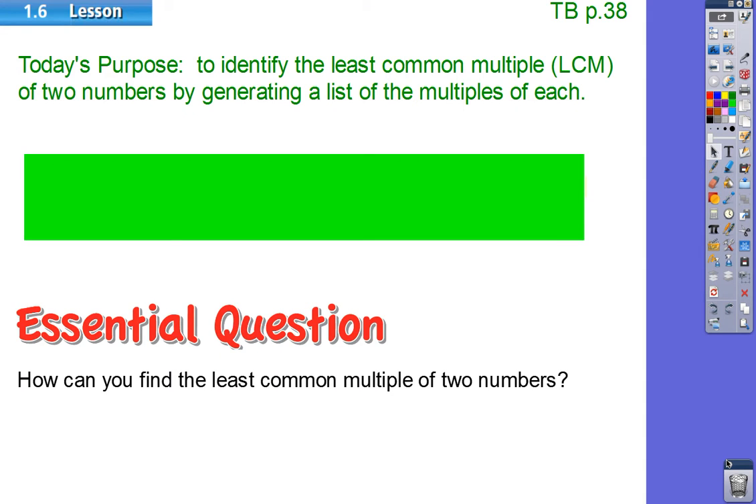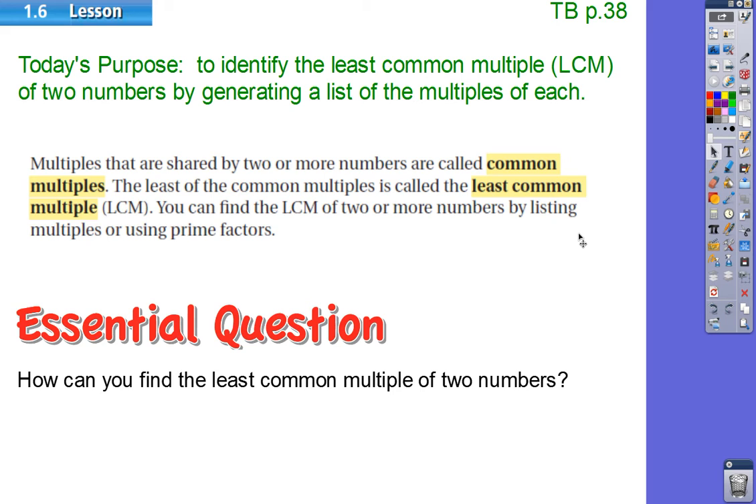Today we are going to be working on lesson 1.6 in your Big Ideas textbook. The topic is going to be least common multiple. I'm on page 38. As I mentioned, today's purpose is going to be to identify the least common multiple, or LCM, of two numbers by generating a list of multiples of each.